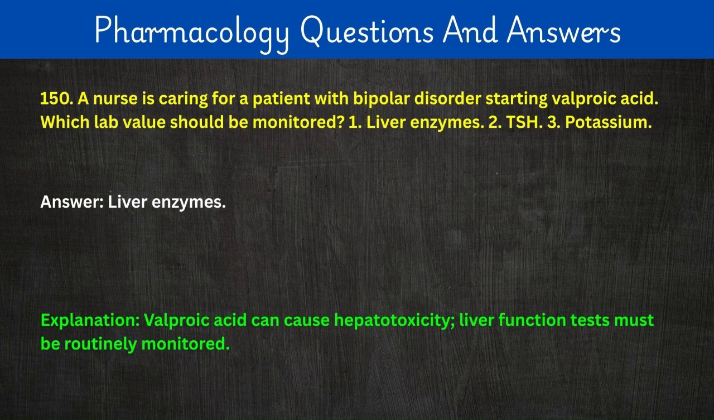150. A nurse is caring for a patient with bipolar disorder, starting valproic acid. Which lab value should be monitored? 1. Liver enzymes. 2. TSH. 3. Potassium. Answer: liver enzymes. Explanation: valproic acid can cause hepatotoxicity. Liver function tests must be routinely monitored.